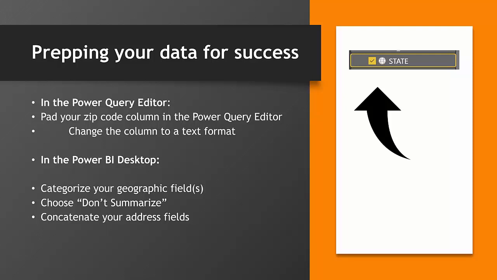And you want to make sure to change the column to a text format. Once you're in the Power BI desktop, you want to categorize your geographic fields and make sure that you have them selected as don't summarize, as well as concatenating your address fields together if you want to use them in a location field. And again, some of this will make more sense in a few minutes.